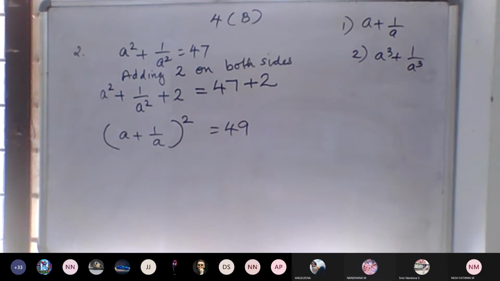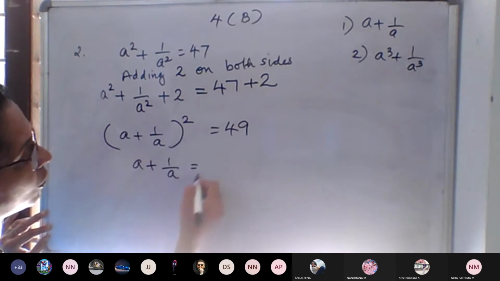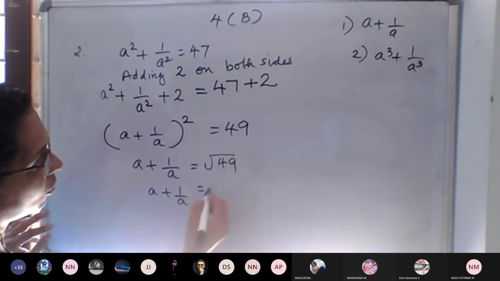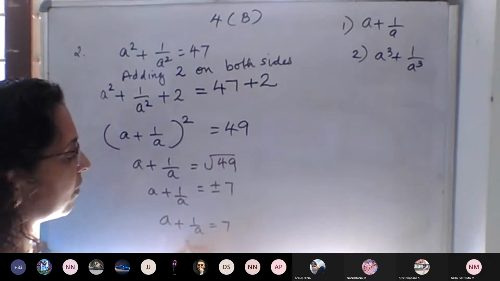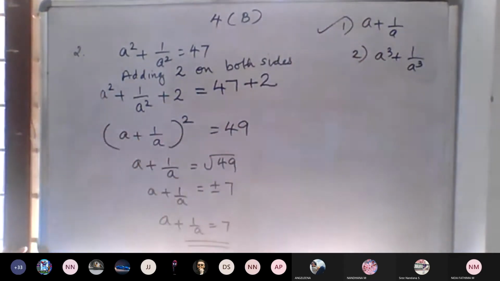Watch the recorded video once again. Study thoroughly. a plus 1 by a is equal to root of 49. So a plus 1 by a is equal to plus or minus 7, isn't it? Usually we take positive values only, so we can write a plus 1 by a is equal to positive 7. So the first part is over: a plus 1 by a we got as 7.